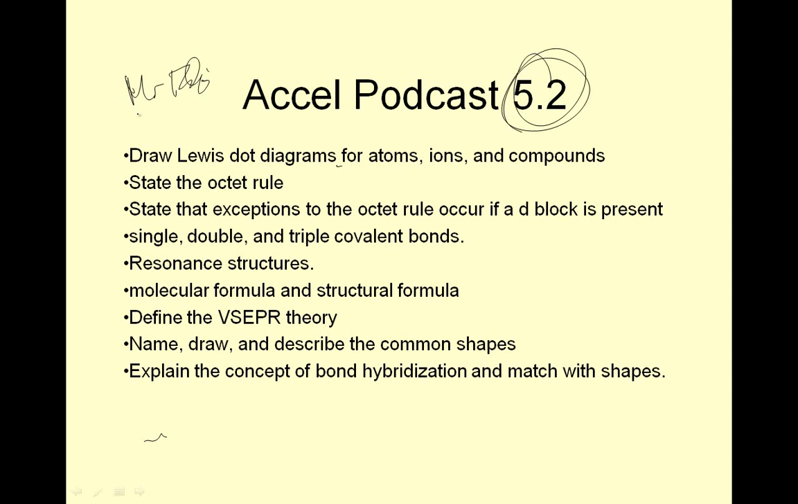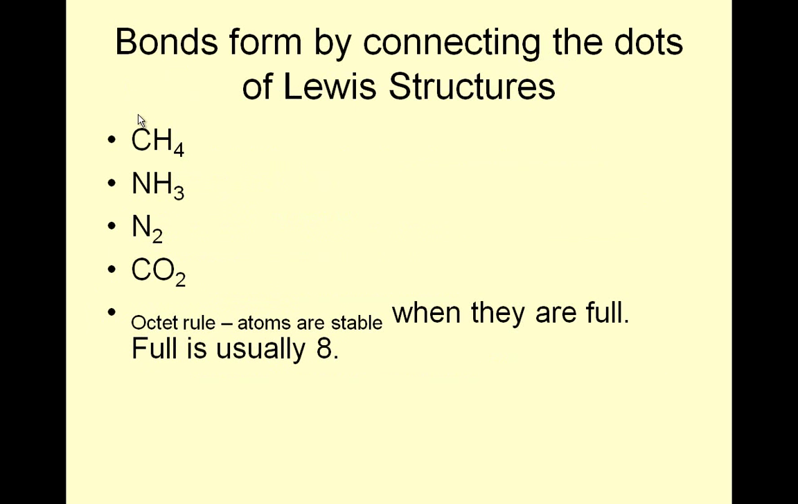We're going to draw Lewis dot diagrams for atoms, ions, and compounds. State the octet rule: everybody likes to have eight. Pretty much everybody. State the exception to the octet rule. Hey, I just mentioned some of those. Single, double, triple bonds, resonance structures, molecular formulas, VSEPR, name, draw, and describe common shapes, which is going to be tough. Okay, so it's a long one, so get ready. You already looked at the time, I'm sure.